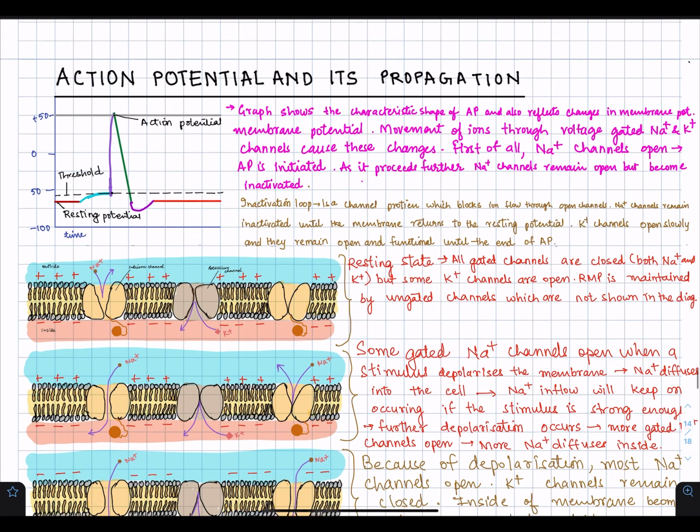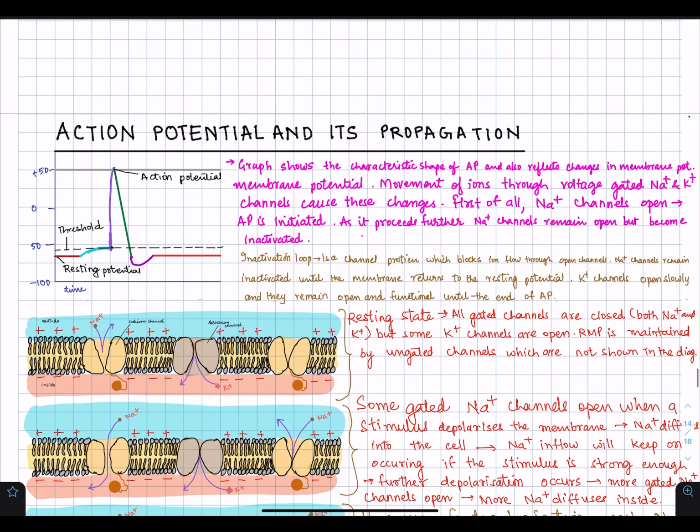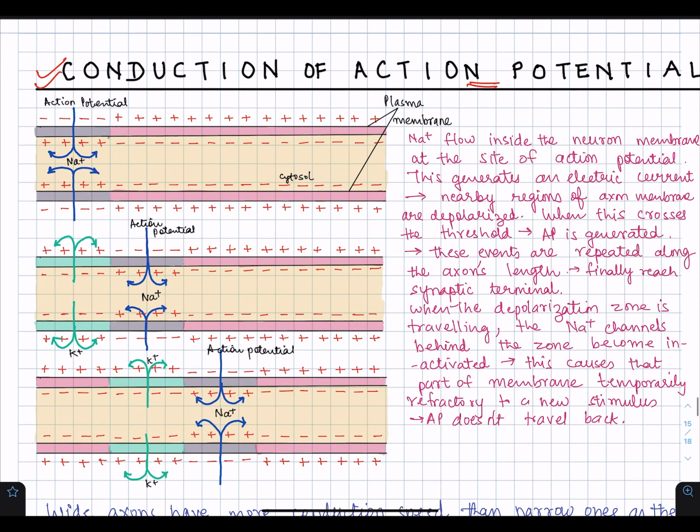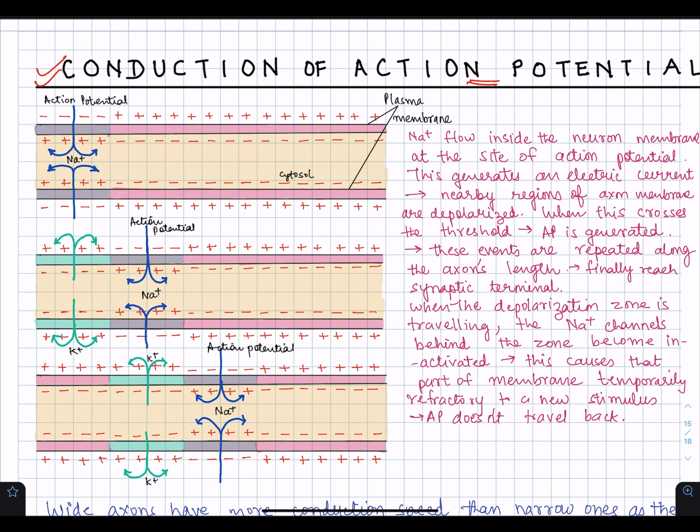Now we see how an action potential is conducted further. Or we can have a diagrammatic view of the same thing which we studied in the channel and the gates method. Here we are showing it in a simplified line diagram. This is the plasma membrane, this is the cytosol, and this is the action potential.